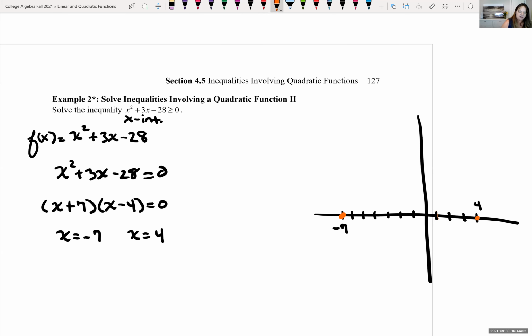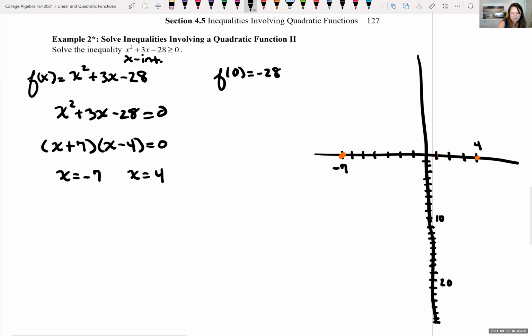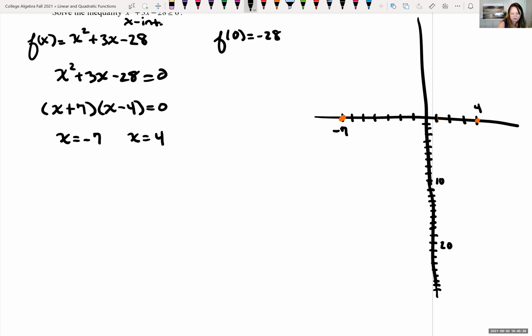Our y-intercept, that's going to be way down there, isn't it? It is -28. So looking at f of 0, -28. I should have just done some different intervals than just one. Okay, so 28 negative.